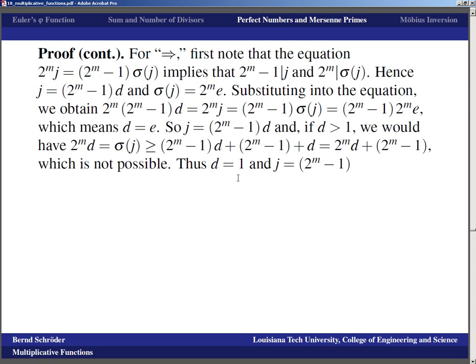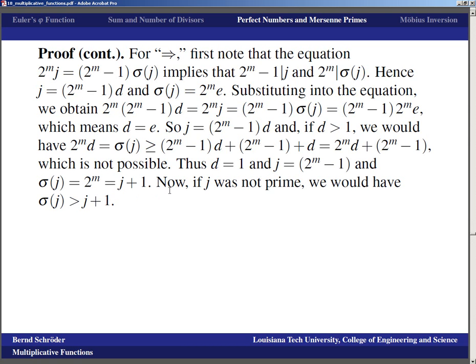So that means that d is 1, and that means that j is 2^m minus 1, and sigma of j is 2^m, which is j plus 1. Okay, so that's j plus 1 from here. So we now have that n is of the right form, n is of the form 2^(m-1) times (2^m minus 1).